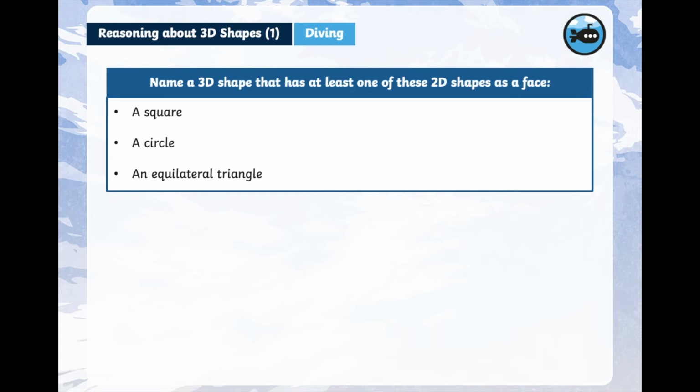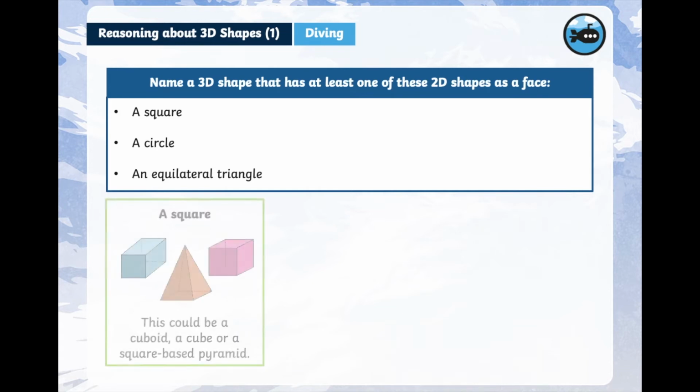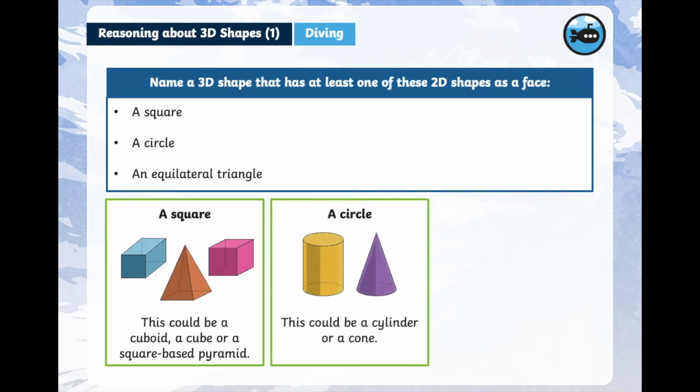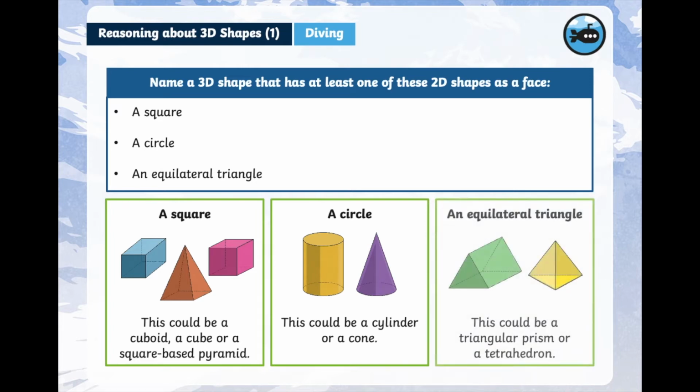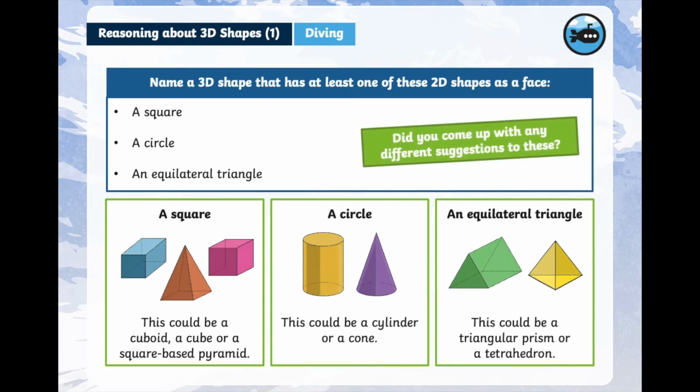What did you come up with? Let's have a look at some examples. So a square face, this could be a cuboid, a cube, or a square-based pyramid. A 3D shape with a circular face could be a cylinder or a cone. And an equilateral triangle could be a triangular prism or a tetrahedron, which is another name for the triangular pyramid that we looked at yesterday. Did you come up with any suggestions that were different to these?